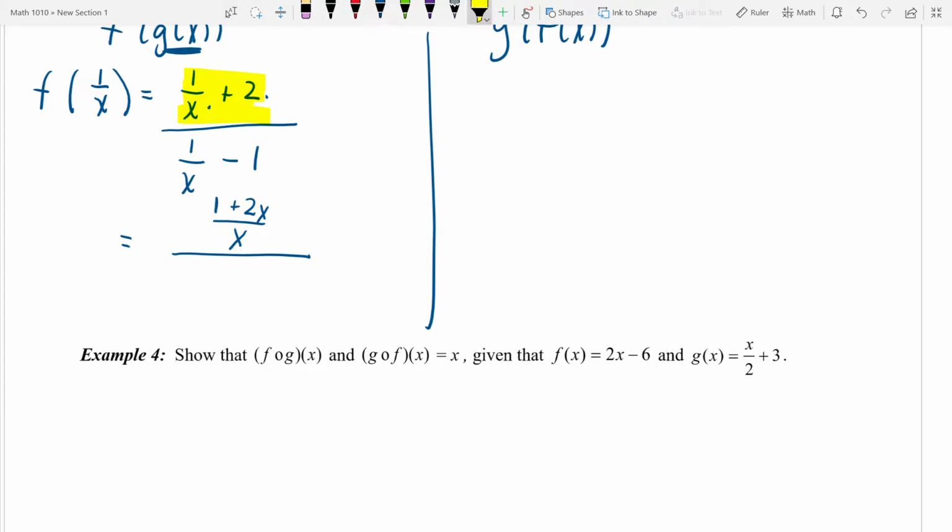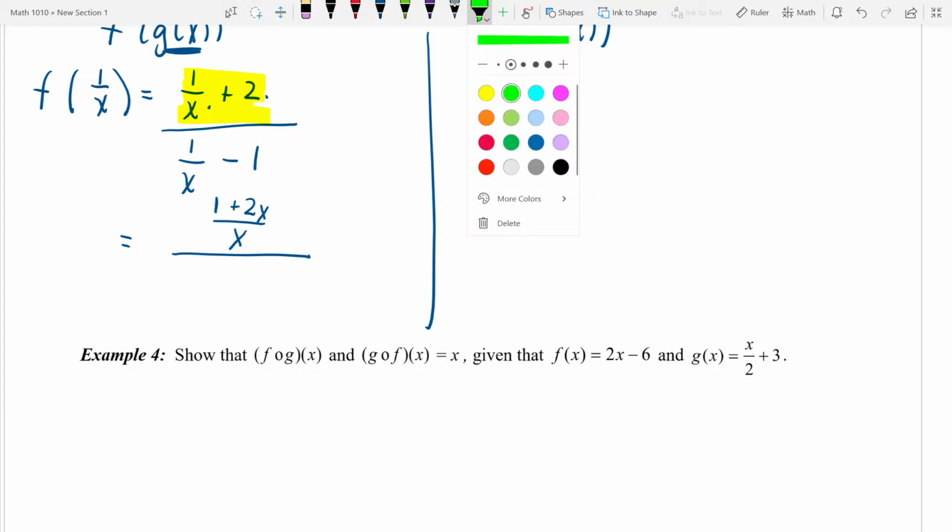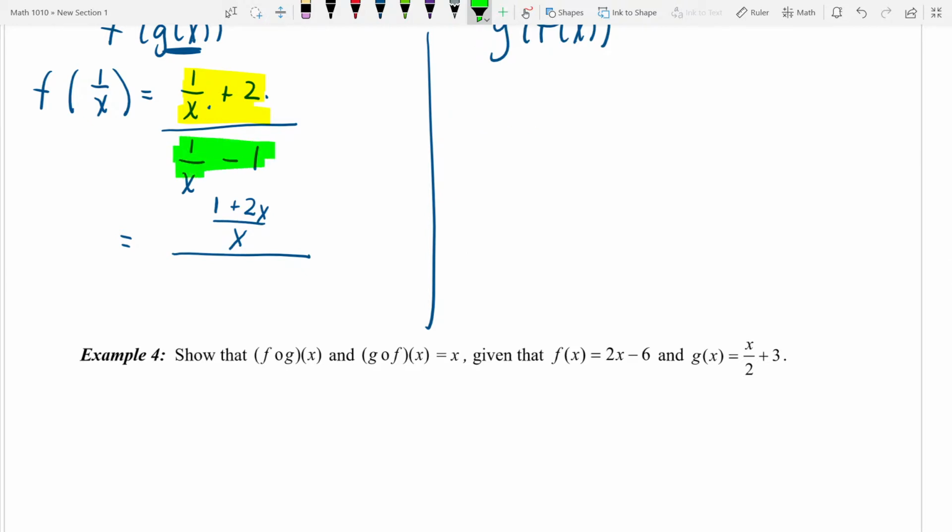Okay, now I'm going to do the same thing again, but this time I'm going to do it on the bottom. So once again, I have to get a common denominator that's going to be an x. This guy already has the x, put a 1. This guy is missing the x, so I have to multiply him by x, and I get minus x.